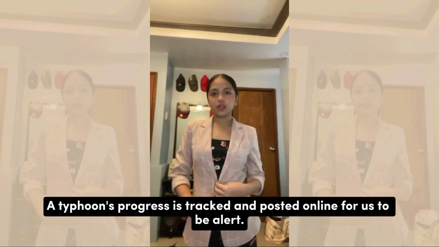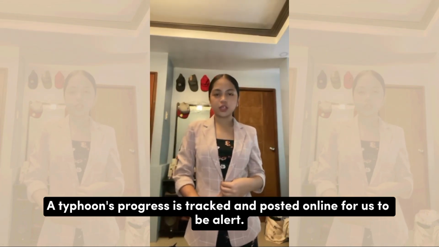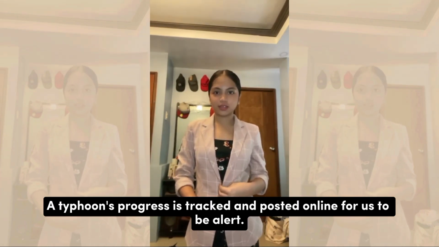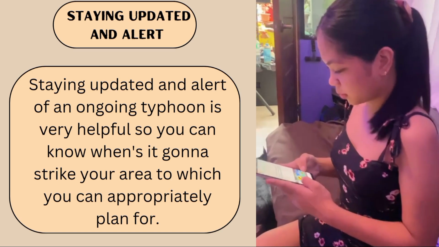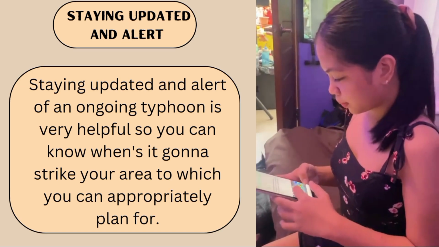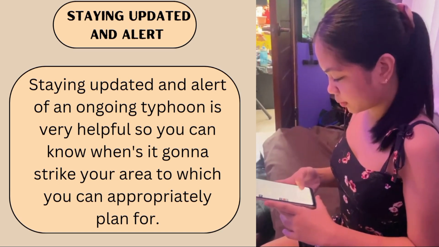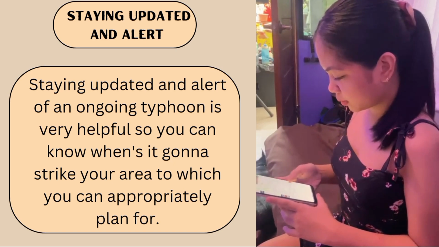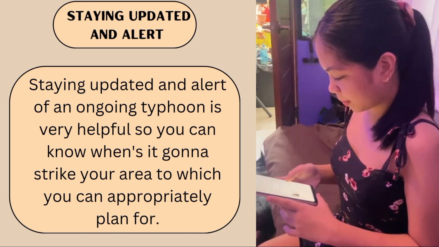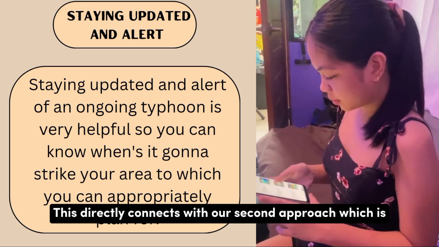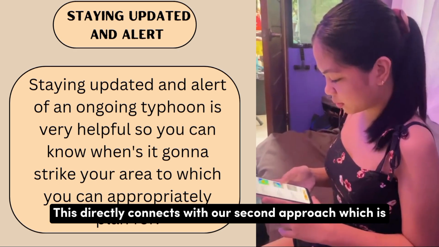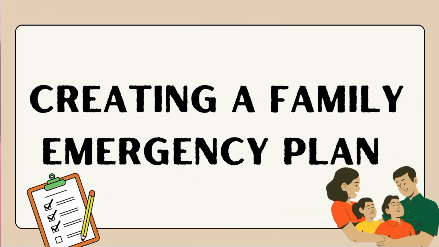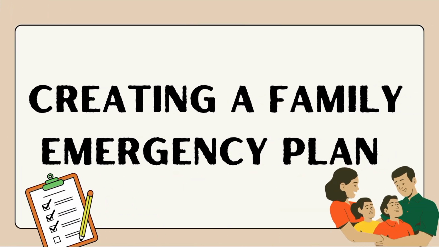A typhoon's progress is tracked and posted online for us to be alert. Staying updated and alert of an ongoing typhoon is very helpful so you can know when it is gonna strike your area, to which you can appropriately plan for. This directly connects with our second approach, which is creating a family emergency plan.